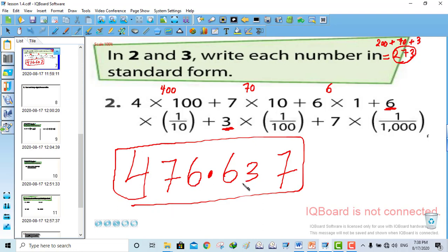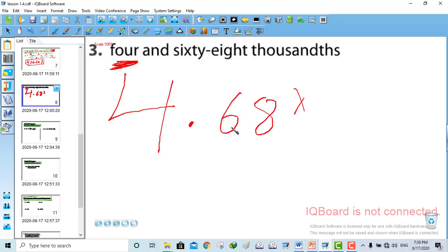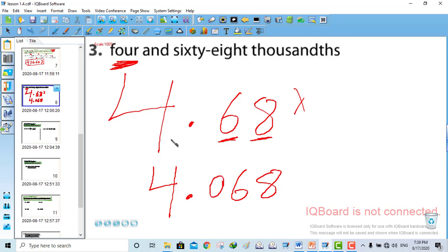476.637 thousands. From which family? Thousands. Why, teacher? Because it's 3 digits after the decimal point. Now, he wrote it in the word form. He wrote for you 4, so big 4, and 68 thousands. 68 thousands like this, teacher? No. This is 68 hundreds because it's 2 digits. So I should write it 4 decimal point 68, and don't forget here a 0. Why? Because as you know, thousands place should be 1, 2, 3 digits. Since it should be 3 digits, I should add 1 zero here to make it from the thousands family.